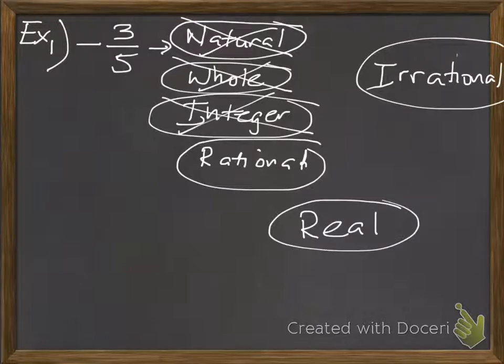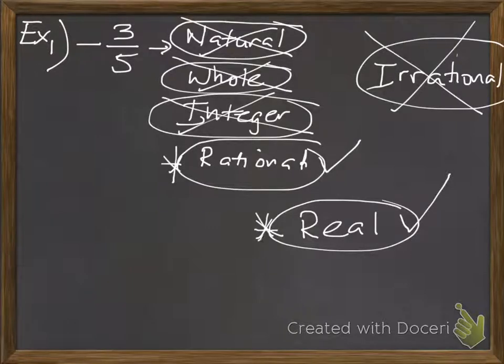And then it comes to irrational numbers and rational numbers. Rational numbers are any numbers that can be written as a fraction. This is a fraction, so yes, it is a rational number. Is it irrational? Well, it can't be rational and irrational at the same time, so it has to be one or the other. So therefore it's not irrational. Since real numbers are made up of rational numbers and irrational numbers, therefore it is a real number. So that means it's this one right here, rational, and also real.